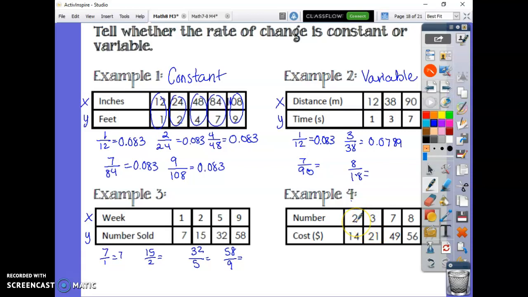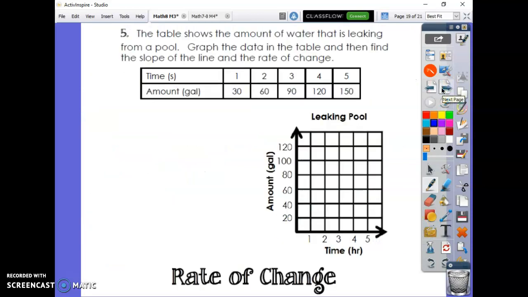Do the same thing here. Take your y's and divide them by your x's. So 14 divided by 2, 21 divided by 3, and so on and so forth. Make sure you check every single one, especially on standardized tests. They will give you something that does not always match up. Okay, do example 5 on your own, and we'll do unit rate in class.